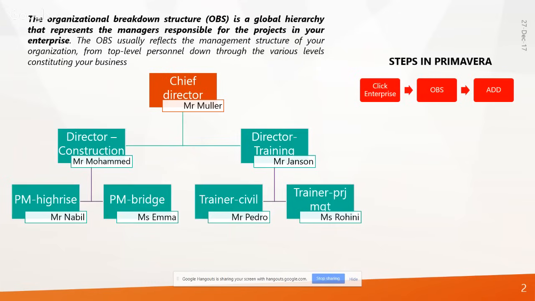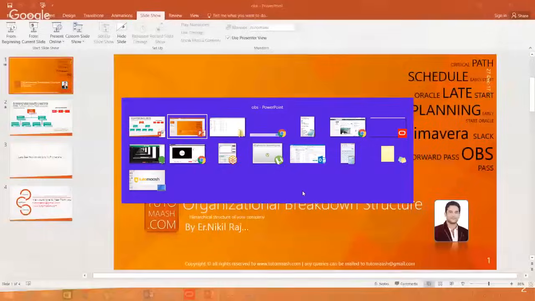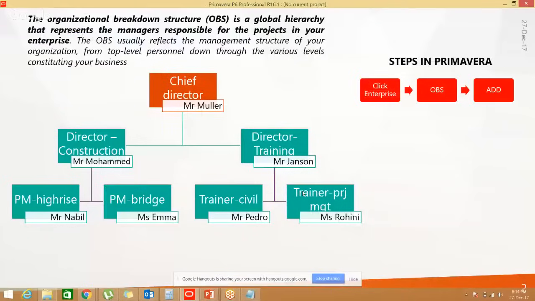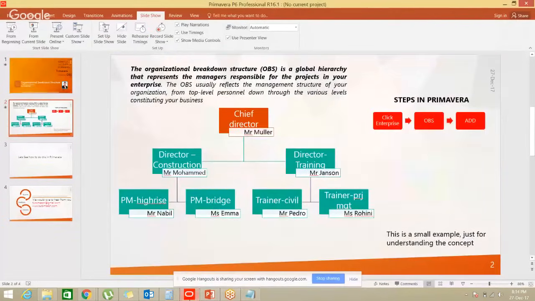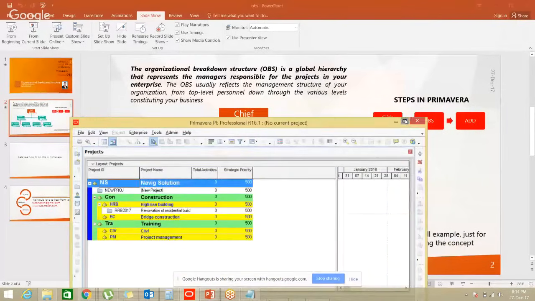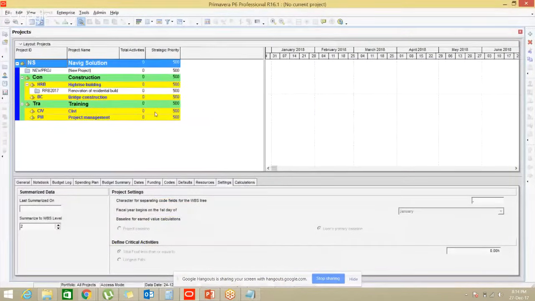So let's see how it is done. So you can open Primavera. Okay, so here is Oracle Primavera P6. So the version which I'm using is R16.1. So the latest version is 17.7, and there is no much difference between these two versions. Both look really the same. I think some graphical improvement might have been done. That's it. All right, so let's create the same OBS in Primavera.